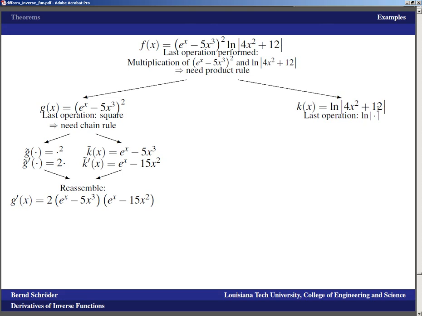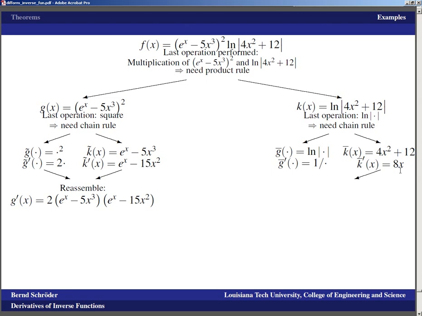The last operation that you perform here, if you evaluate this with a calculator or mentally, is the logarithm. So you need to use the chain rule. Your outer function is the logarithm. Your inner function is the 4x squared plus 12. The derivative of the outer function is 1 over whatever is inside. The derivative of the inner function is 8x. You reassemble that, and what do we get? We get 1 over whatever is inside, 1 over 4x squared plus 12, times 8x, and I already took the liberty of putting the 8x onto the numerator here.